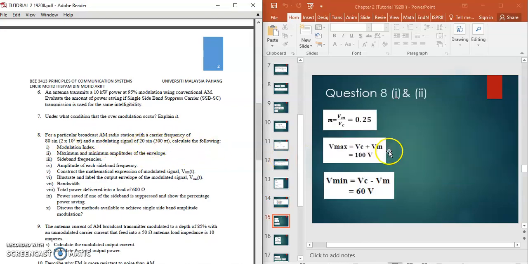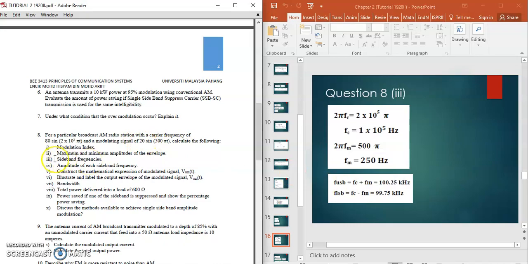From here, question number 8, the direct formula for the modulation index is Vm over Vc. What is Vm? Vm is 20, divided by 80, so you get 0.25. And then the maximum and minimum envelopes. Vmax is Vc plus Vm. What is Vc? Vc is 80 plus 20, so Vmax is 100. Vmin is Vc minus Vm, which is 80 minus 20, equal to 60.